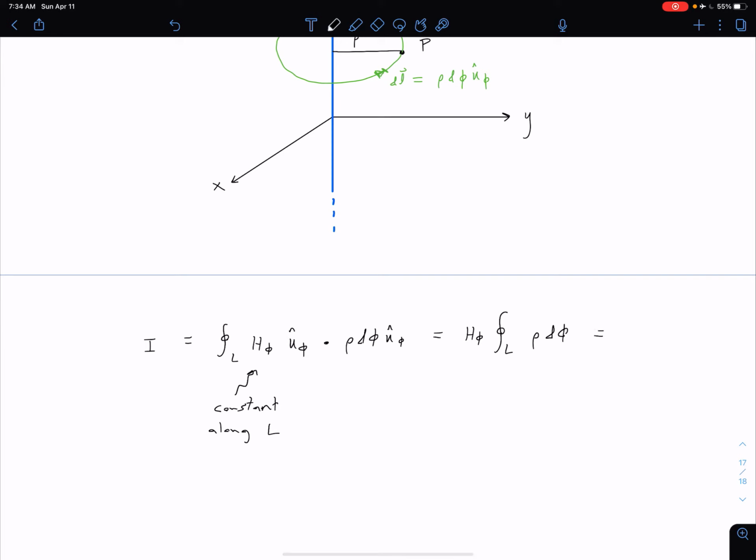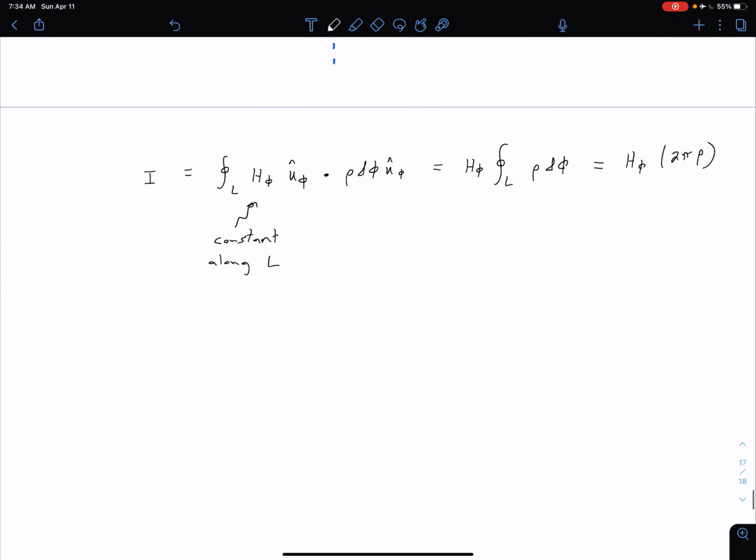And so what we get is that the current enclosed is equal to H phi times the integral from 0 to 2 pi of d phi, which is just going to give us 2 pi, and then we still have that rho along as well. Now we can solve that for our H. We can say that our H in general is only in the phi direction, so I'm going to put a u phi at the end. We have I divided by 2 pi rho, where again rho is the perpendicular distance from that filament, and this is going to be in the phi direction.